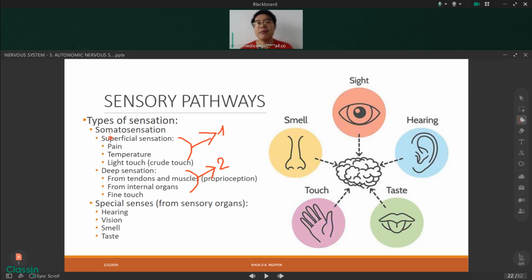And then after that, besides somatic sensation, we'll also have special senses like vision, hearing, smell, or taste. Those are going to be sensed by other special parts of the body that we will not actually discuss within this lecture. So the sensory pathways that we talk about in this lecture are mostly concerned with somatosensation only.